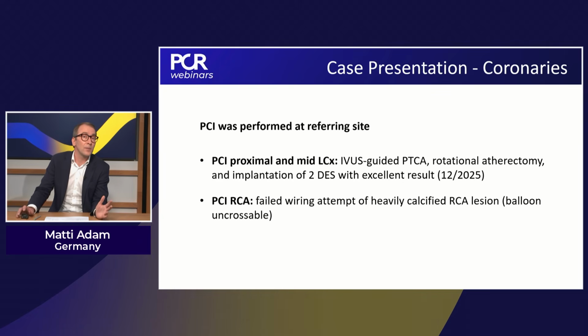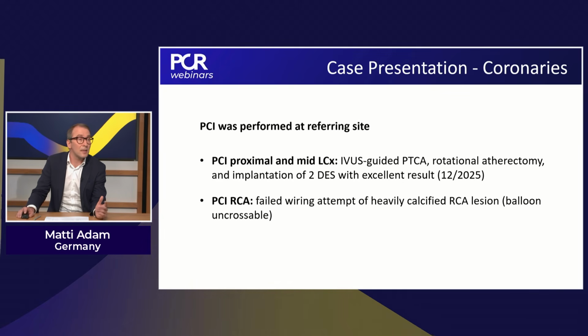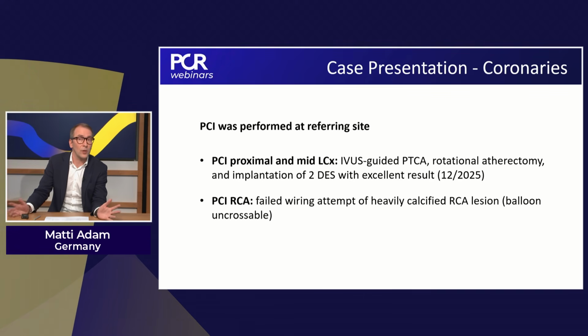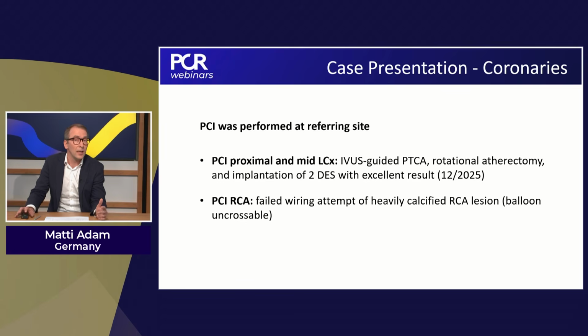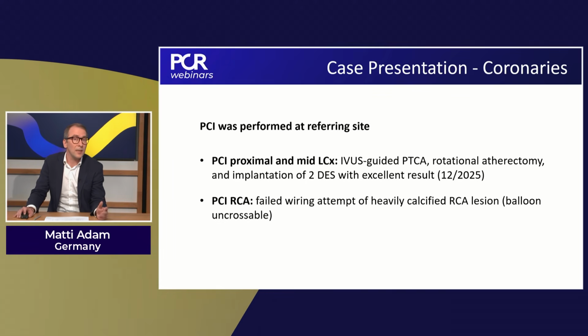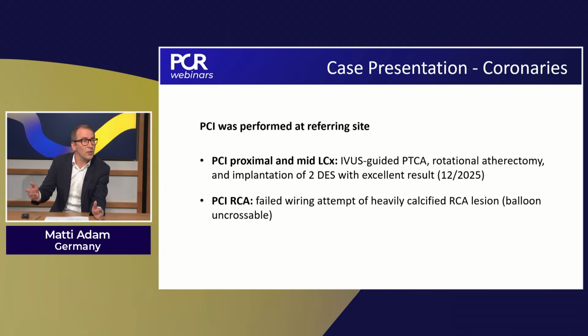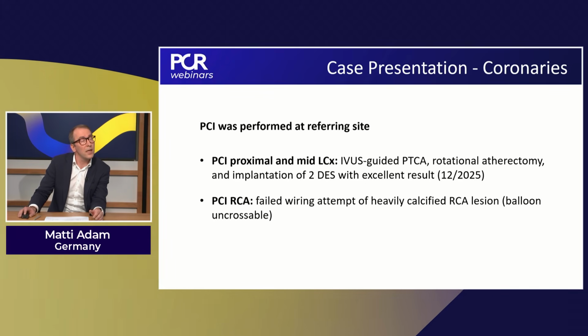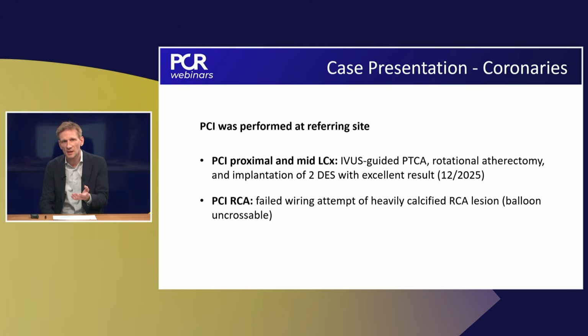And the referring site decided that the CAD should be treated. What they did is they performed the IVUS-guided PTCA, so a complex intervention with rotational atherectomy, and put 2 DES with excellent result in this LCX, but they failed in stenting the RCA, a non-crossable lesion. And I think if you remember the angio, this probably heavily calcified long stenosis is a challenging one. And if I may comment on this, they did rotational atherectomy in a maybe not that easy vessel, in a patient with severe aortic stenosis. This is not necessarily without any risk, I would even say.